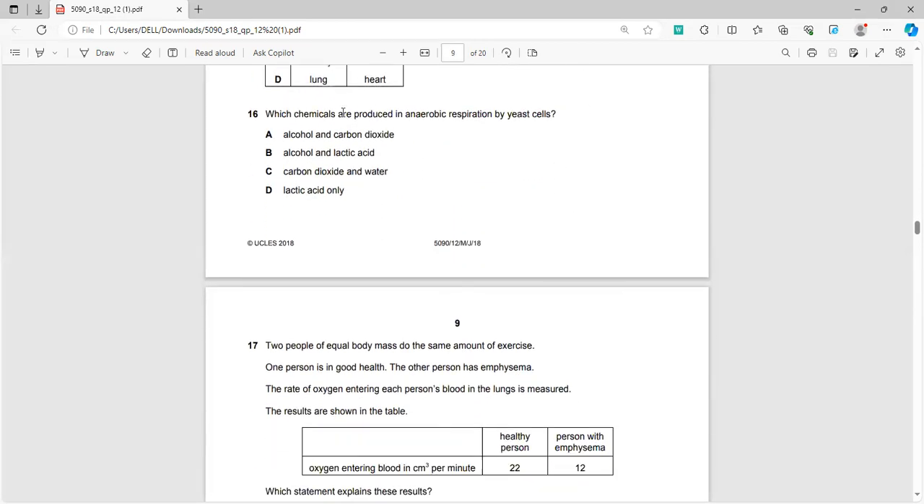Now in question number 16, which chemicals are produced in anaerobic respiration by yeast cells? Yeast cells release alcohol and carbon dioxide.